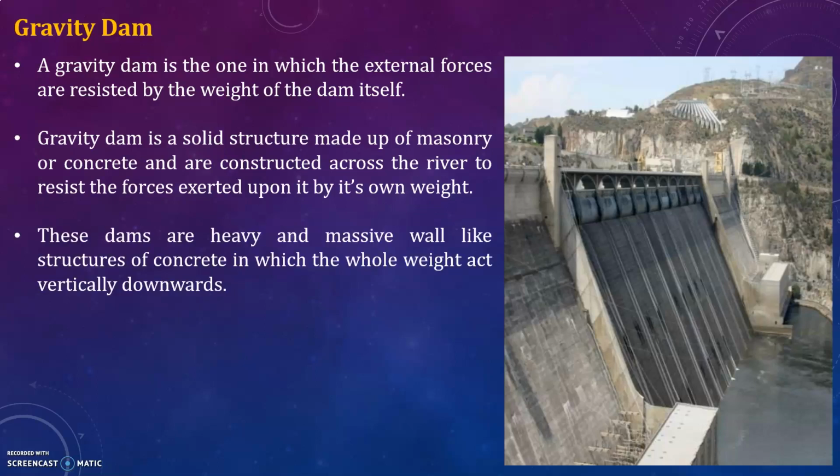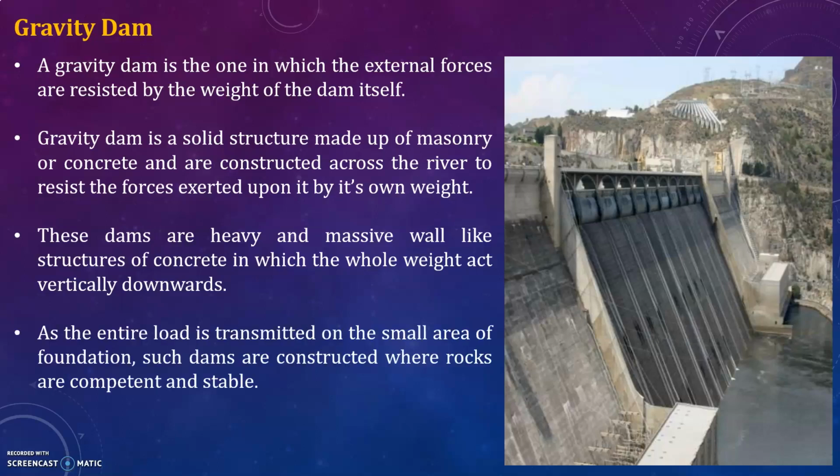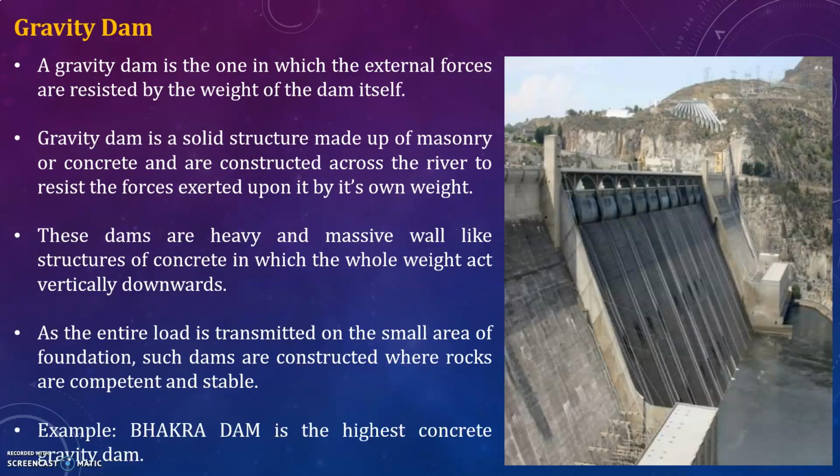A gravity dam may be constructed either of masonry or of concrete. Masonry gravity dams are nowadays constructed of only small heights. All major and important gravity dams are now constructed of concrete only. A gravity dam may be either straight or curved in plan. As the entire load is transmitted on the small area foundation, such dams are constructed where rocks are competent and stable. These dams are heavy and massive wall-like structures of concrete in which the whole weight acts vertically downwards.